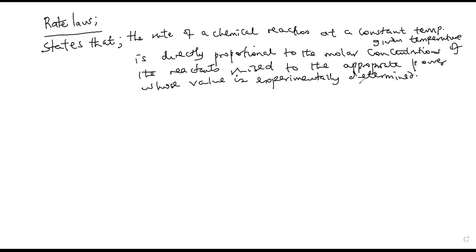Simple. The rate of a chemical reaction is directly proportional to the molar concentration of the reactants raised to their appropriate powers. So the concentrations in a chemical reaction would be raised to the appropriate powers according to the stoichiometric equation. Then the values of those powers are determined experimentally and also from the stoichiometric equation.